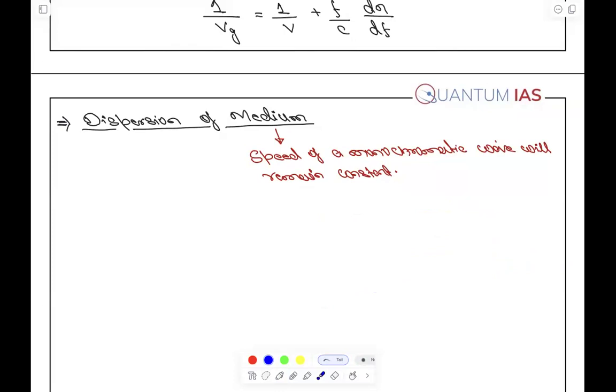Okay? Now what is dispersion of a medium? Anyone, dispersion? Dispersion of a medium. You should remember dispersion. Brother, you should remember dispersion at least a little bit. Right. What is dispersion?